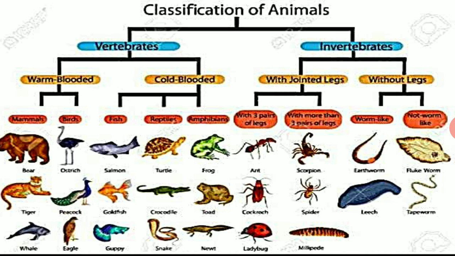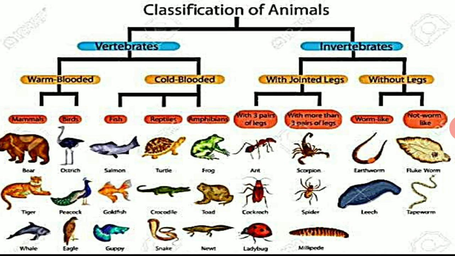And so this is the classification of animals flow chart. First, it is divided into vertebrates and invertebrates. Vertebrates means animals with a backbone, and invertebrates are without a backbone. Then vertebrates are divided into warm-blooded and cold-blooded, and invertebrates are divided into with jointed legs and without legs. For warm-blooded, the examples are mammals and birds, and for cold-blooded, fish, reptiles and amphibians. With jointed legs, there are those with 3 pairs of legs or more than 3 pairs of legs. Without legs means worm-like or not worm-like. In such a way we can classify animals into different forms.